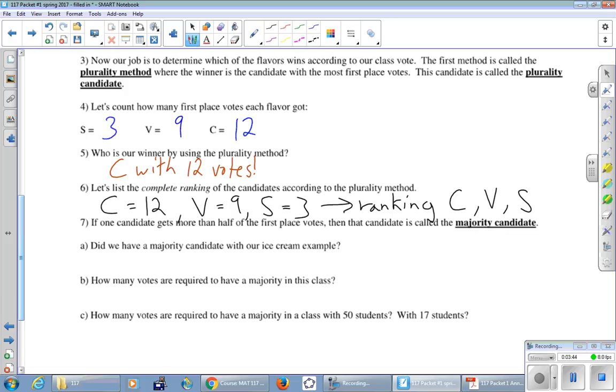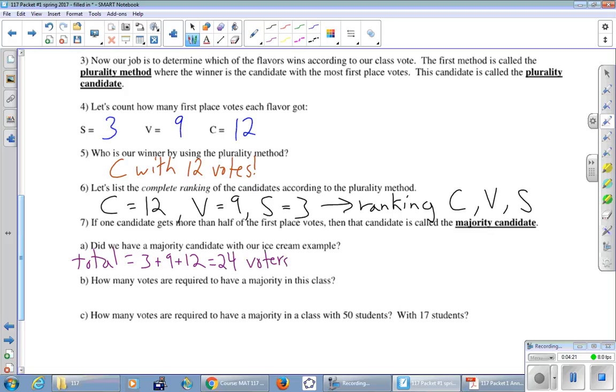7, if one candidate gets more than half of the first place votes, then that candidate is called the majority candidate. So more than half makes them the majority candidate. Did we have a majority candidate with our ice cream example? Well, to know whether or not we had more than half, first we need to know how much half is, which means we need to calculate how many people participated in this election. So let's first get our total. So the total number of people, well, we had 3 and 9 and 12, so just add those up. 3 plus 9 plus 12 gives 24 voters.